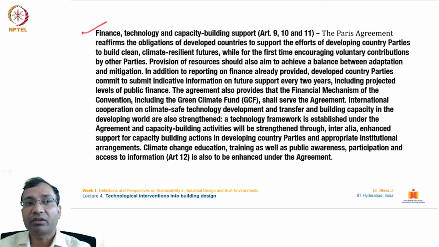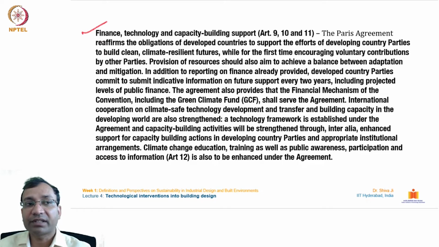In addition to reporting on finance already provided, developed country parties commit to submit indicative information on future support every 2 years, including projected levels of public finance. The agreement also provides that the financial mechanisms of the Convention, including the Green Climate Fund, shall serve the agreement.